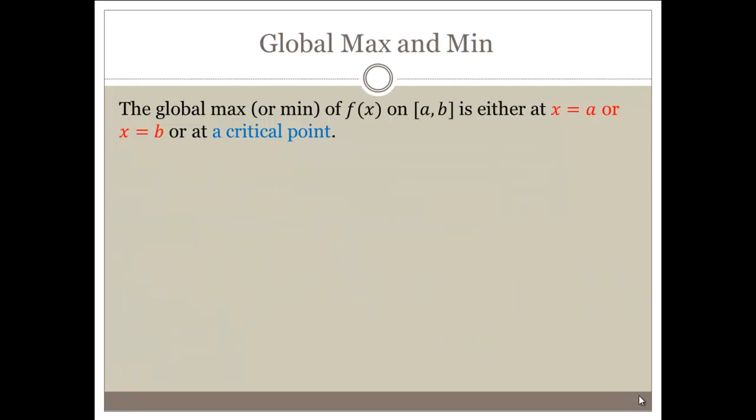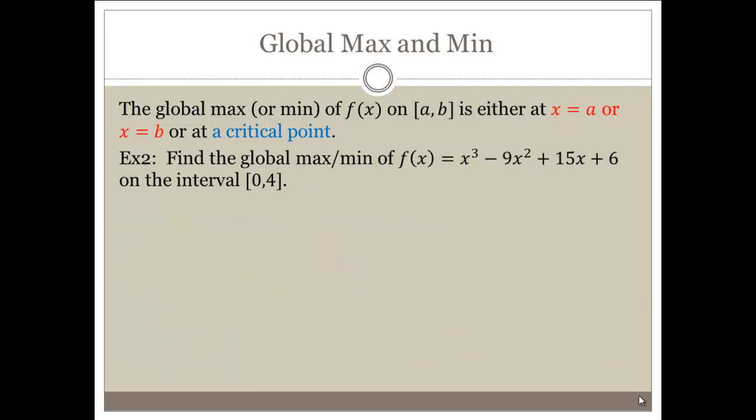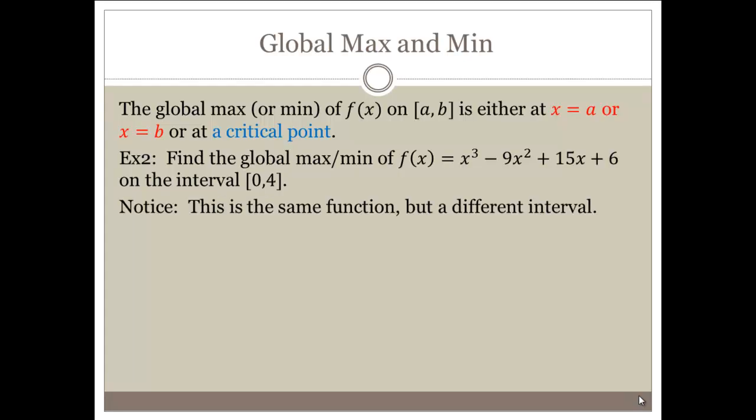Let's now look at another example. Let's find the global max and min of f of x equals x cubed minus 9x squared plus 15x plus 6 on the interval from 0 to 4. Notice this is the same function, but on a different interval.